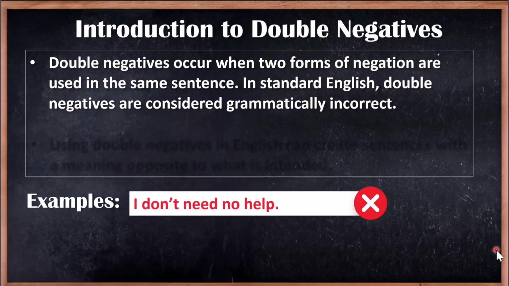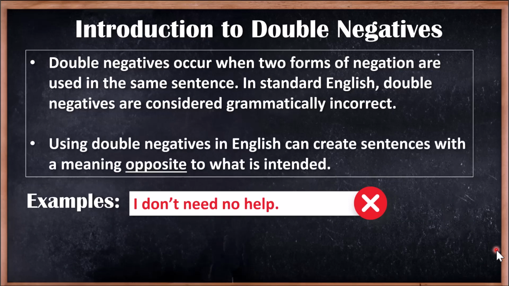In standard English, double negatives are considered grammatically incorrect. In English, if you use a double negative, it creates sentences with a meaning opposite to what is intended. For example, in Spanish, you can use double negatives. It's grammatically correct. And people use double negatives all the time. But in English, it's incorrect.